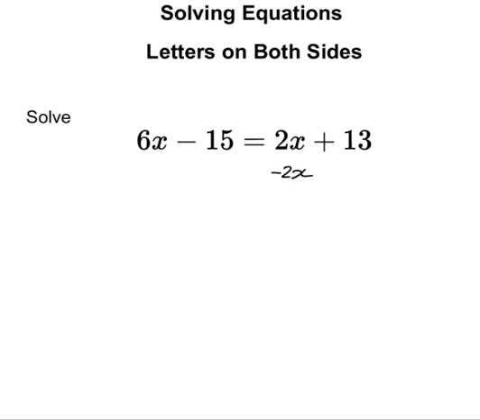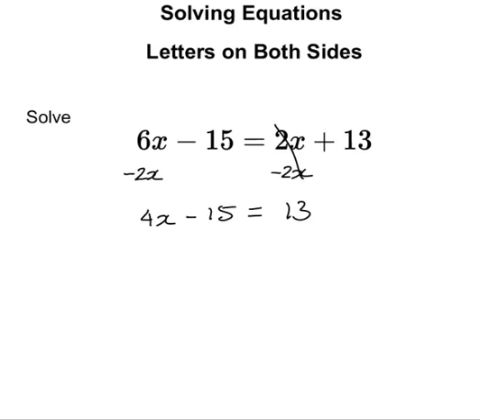Now if we do it to one side, we have to do it to the other. So we're taking away 2x on this side here. So 6 take away 2x is 4x, and what we're left with is minus 15 equals, and then we've got plus 13 left because these two cancel each other out.